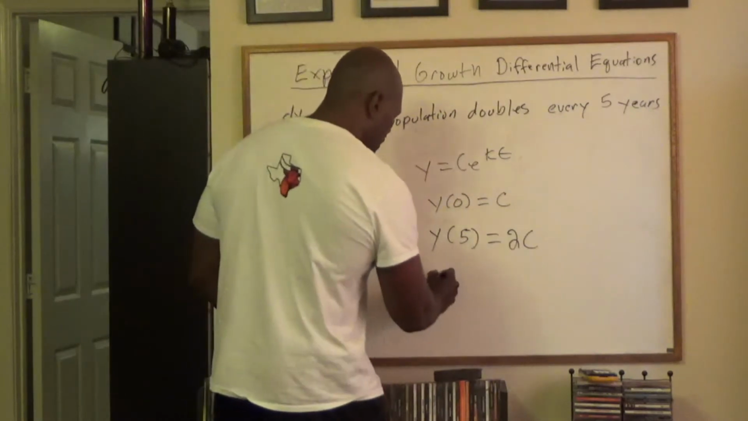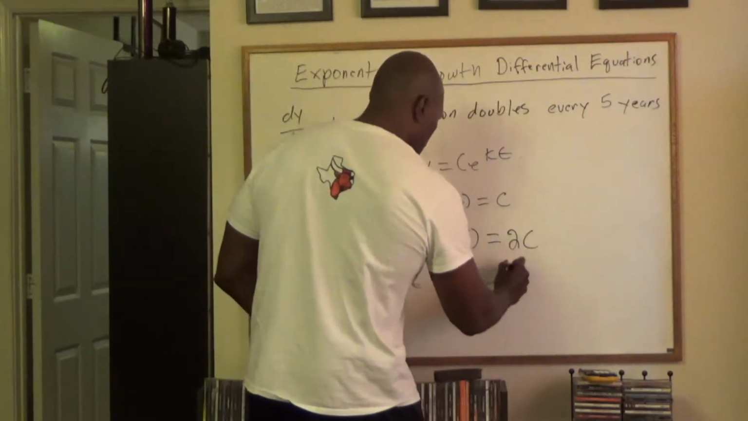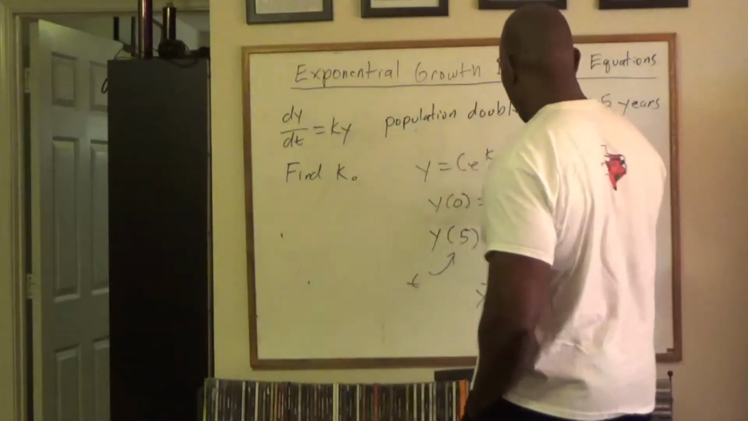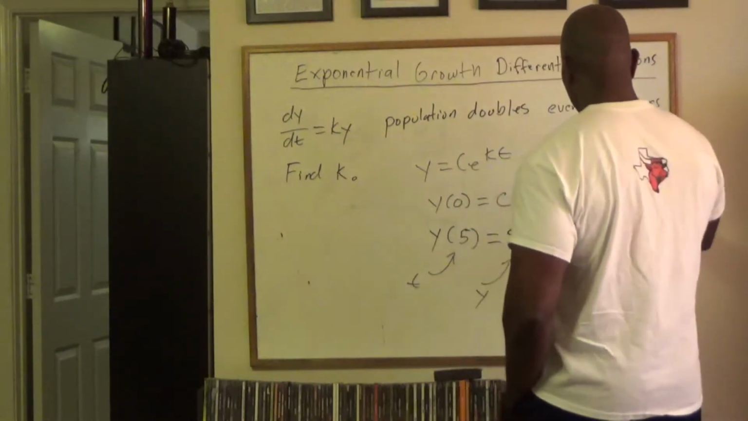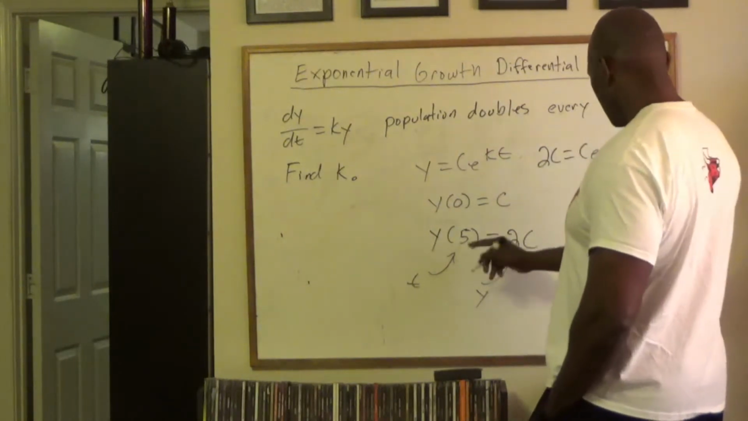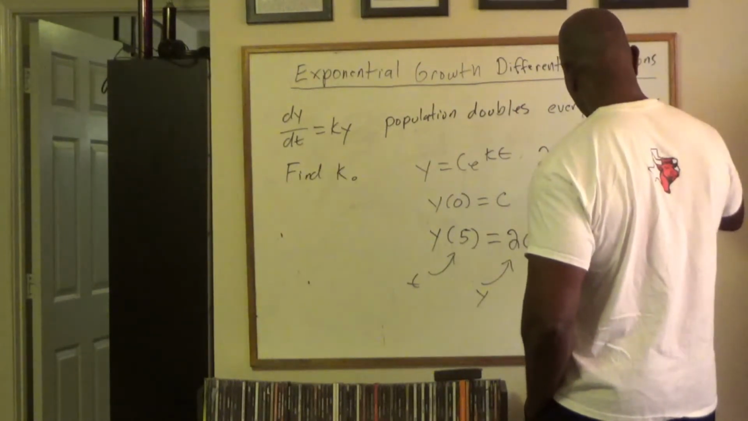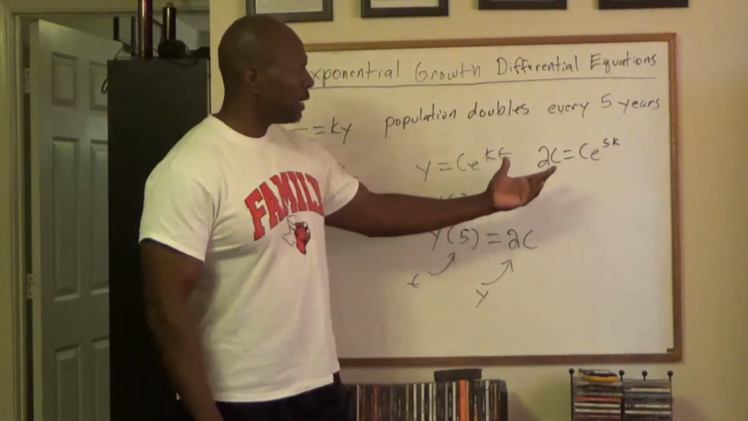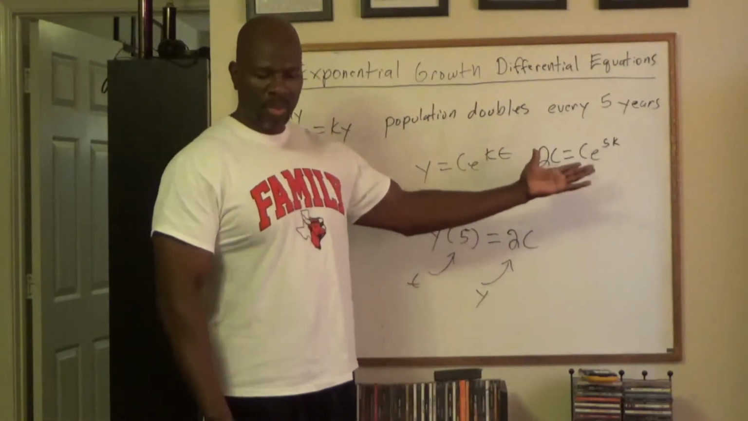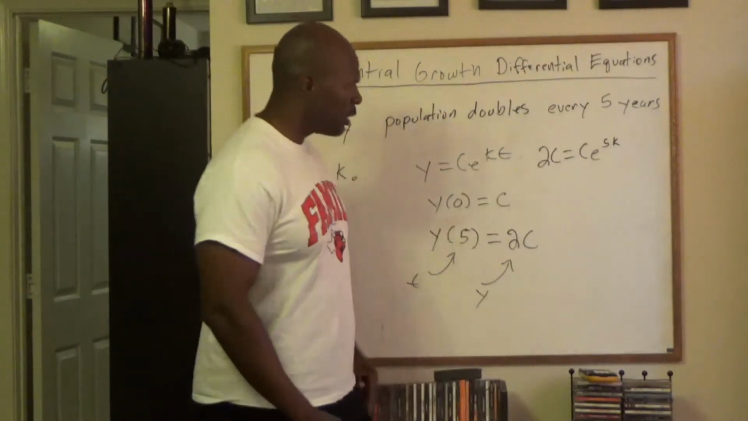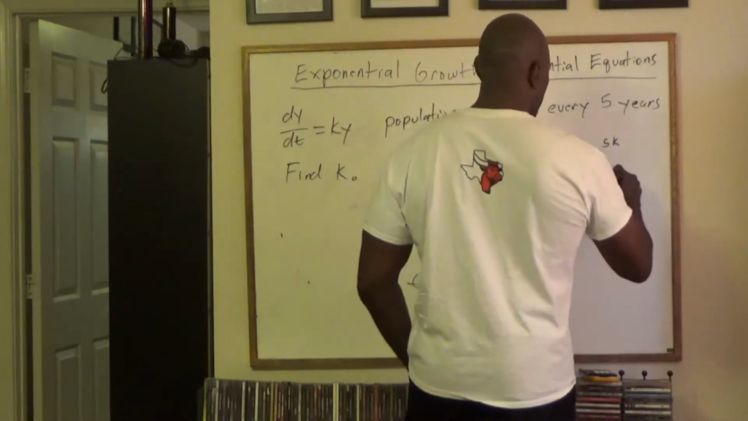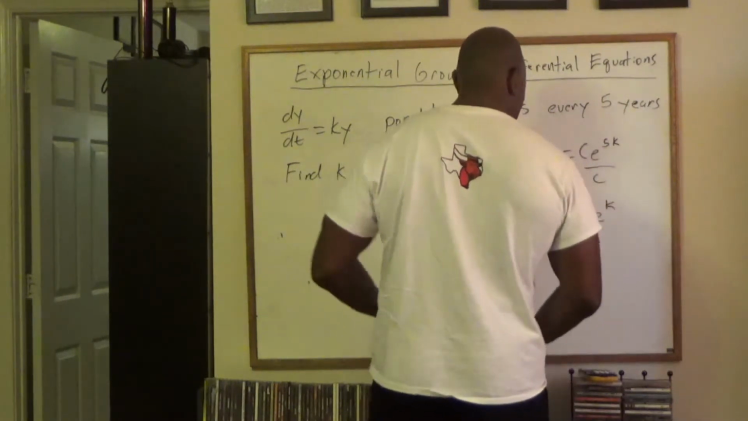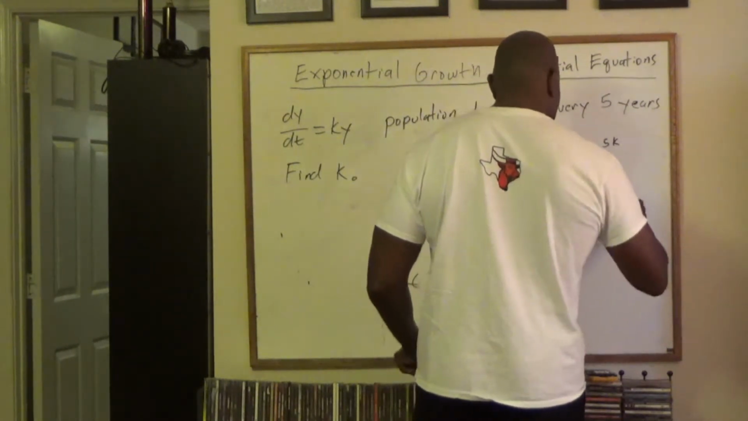So I'm going to plug this number in for t, plug this value in for y, and then solve for k. If I plug it in, y becomes 2C, and this is C times e to the power of 5k. So there's my little equation. It's just a little exponential equation. We saw things like this in pre-calc all the time. I can divide both sides by C, and I get 2 equals e to the power of 5k.